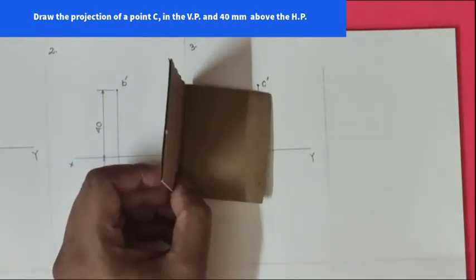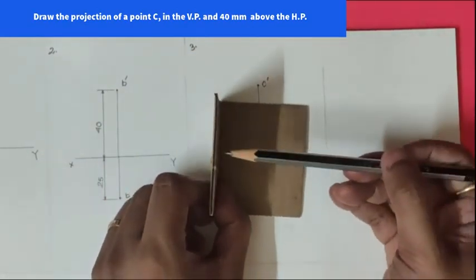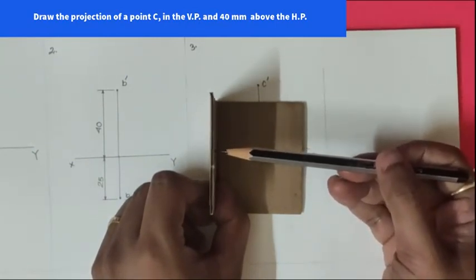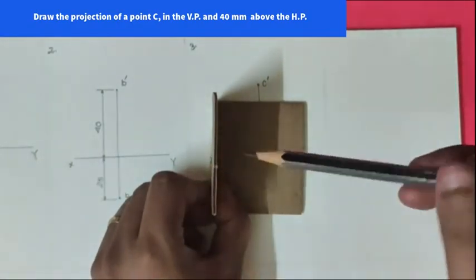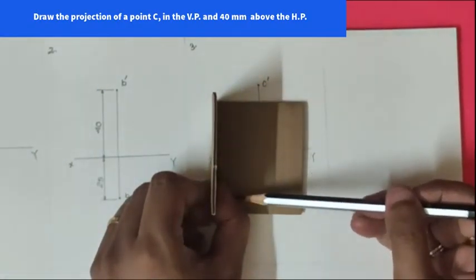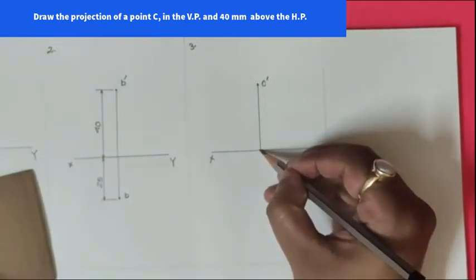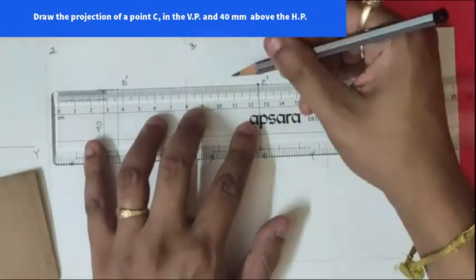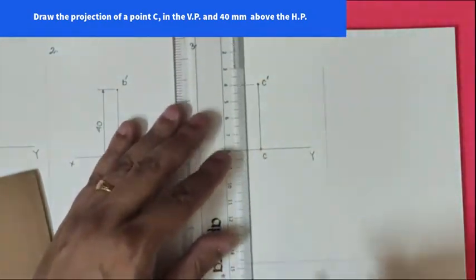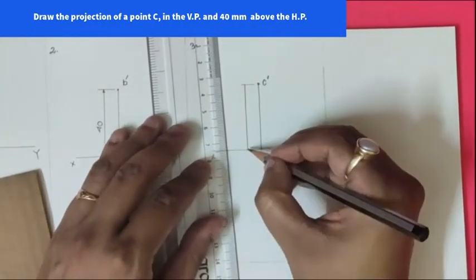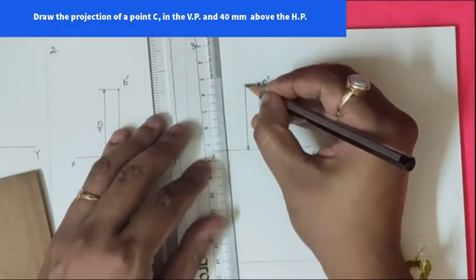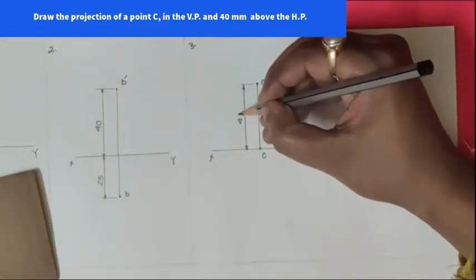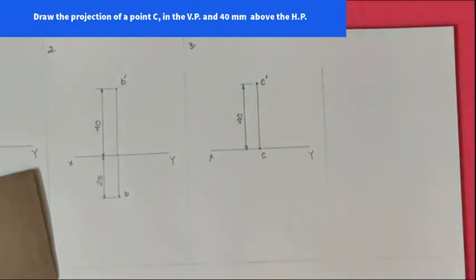Now see the top view. Why is the top view special? The point is in the vertical plane. Because it lies in the vertical plane, when we see from the top, this point will be projected where? On the XY line. So on the XY line we have the top view C. Now let us do the dimensioning of this line. So this distance is equal to 40. Clear?